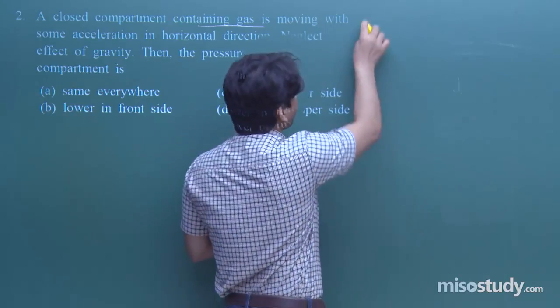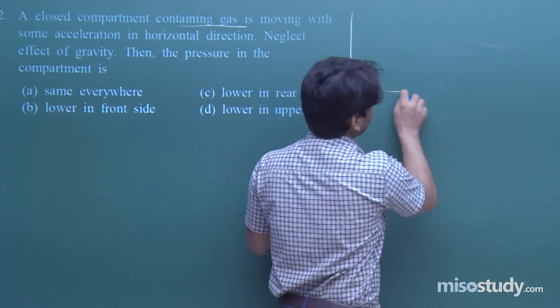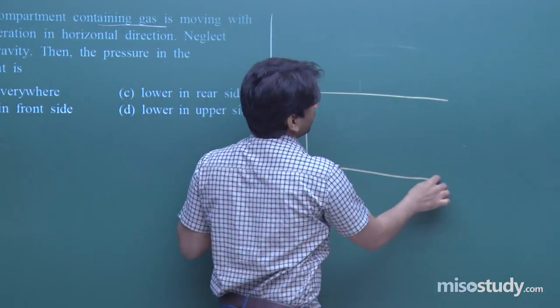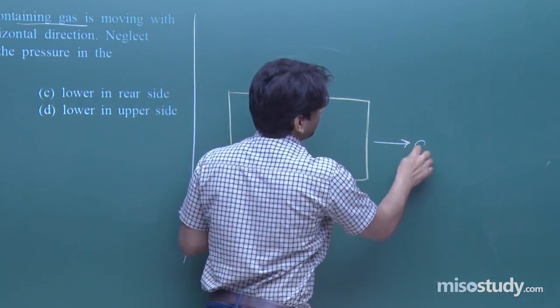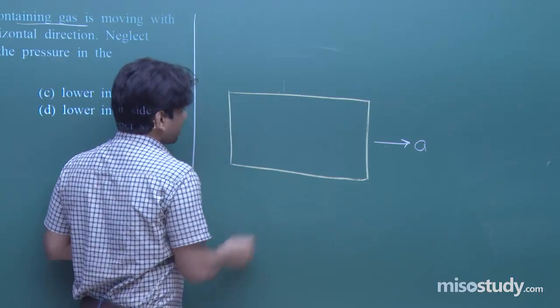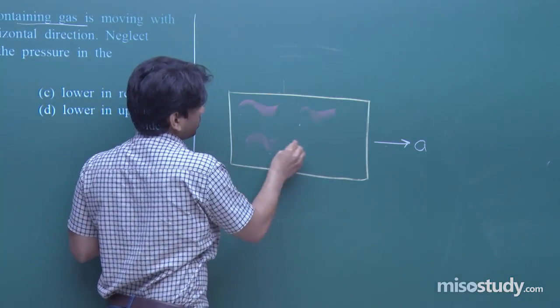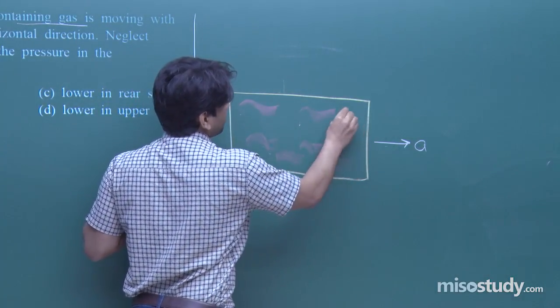So let me show you the scenario. We have this as a closed compartment. It's moving with some acceleration. There's a gas which is contained in it. So let me show you, this is the gas that is contained in it.